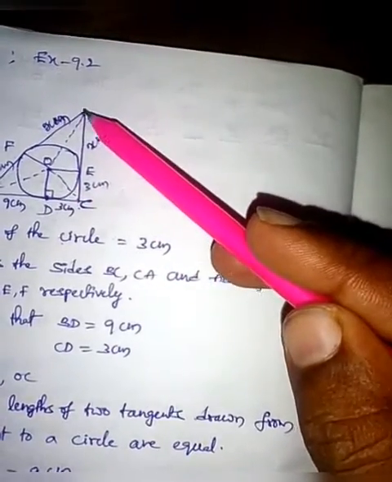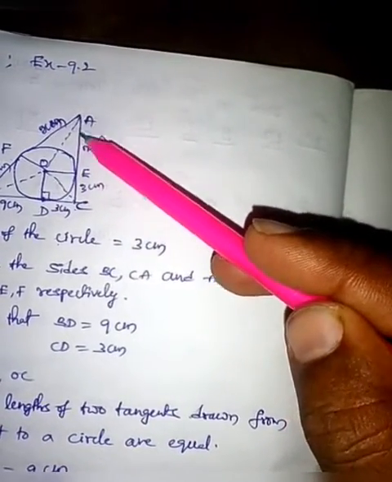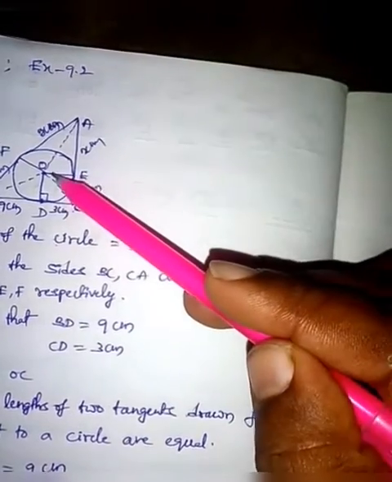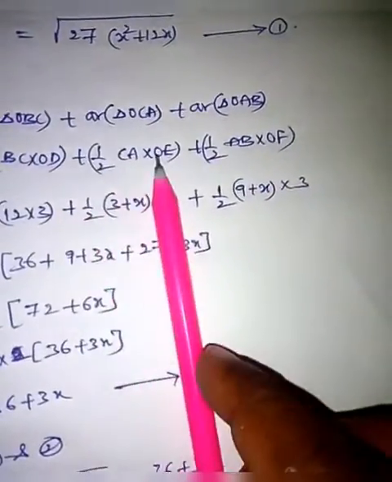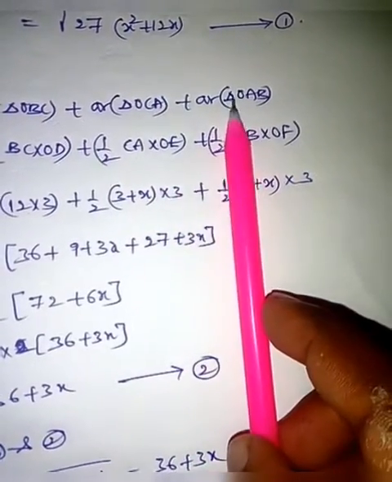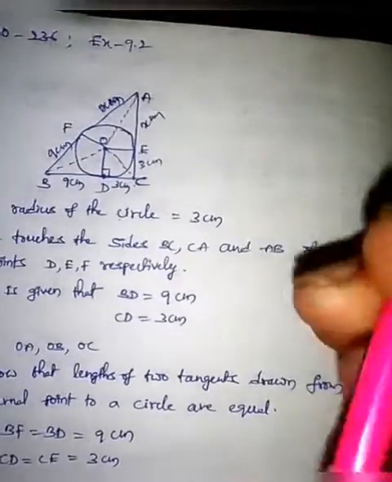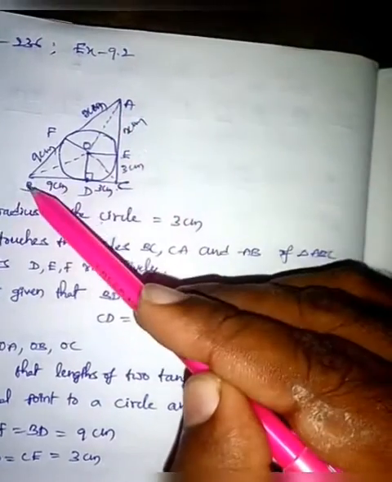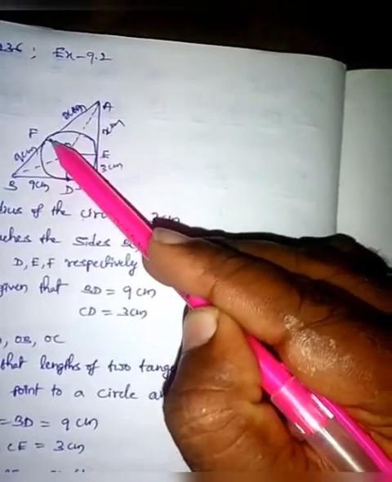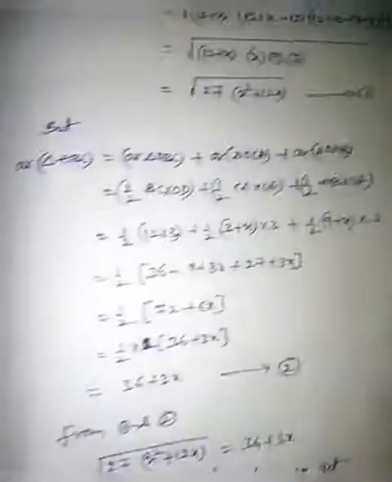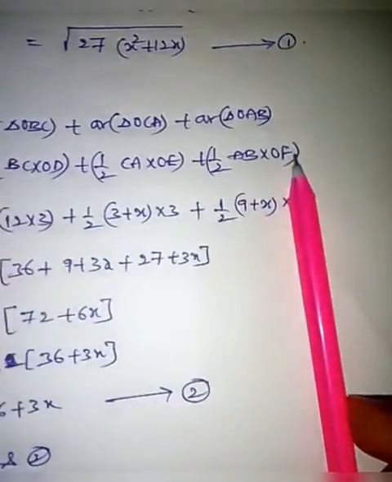So in this triangle OCA, AC is the base and OE is the height. So that's half of CA into OE. And similarly, now coming to the triangle OAB, in this triangle, AB is the base and OF is the altitude. That's why half of AB into OF.